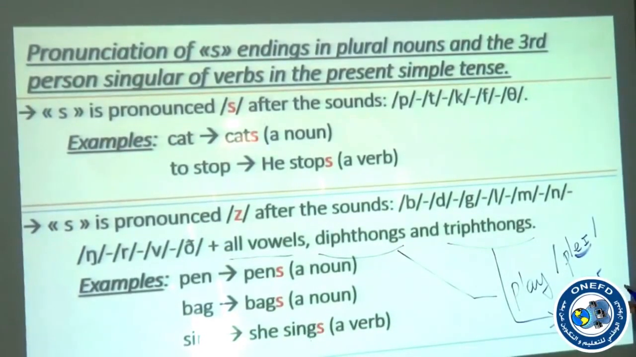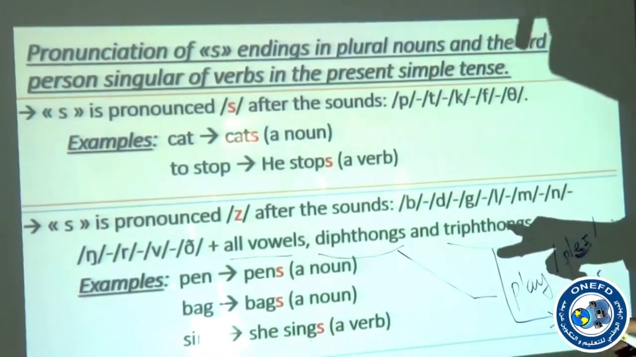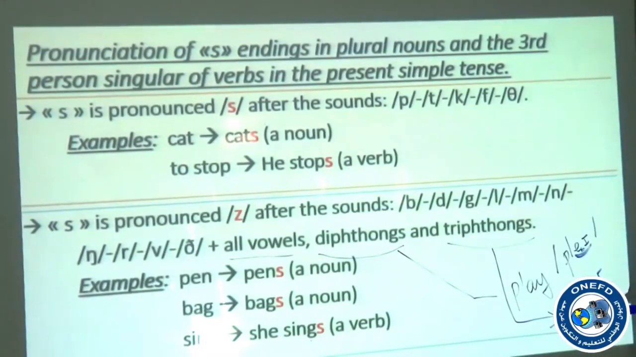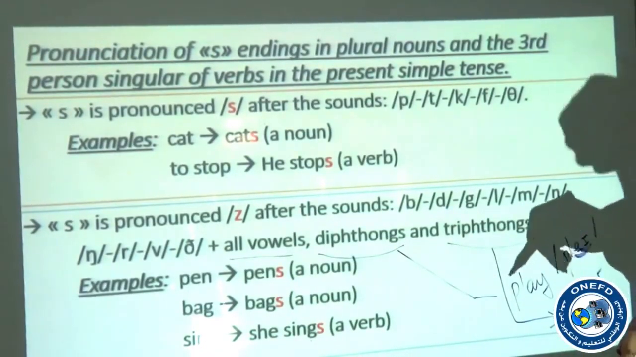The diphthong is a combination of two vowel sounds. The triphthong is a combination of three vowel sounds. Like here, aya, aya. Okay, let's move on.